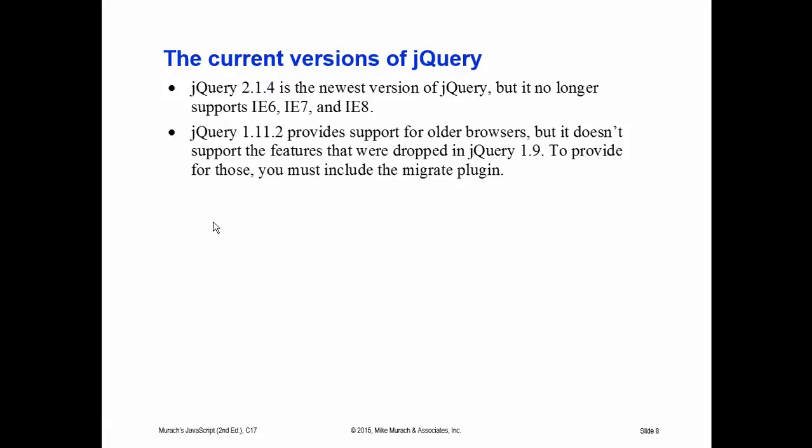All right, so here is where the author talks about the current versions of jQuery, what you want to use, why you might want to use it, etc. So as it says, version 2.1.4 is the newest version of jQuery. Well, that's when this book was written, but it no longer supports IE 6, 7, and 8. 1.11.2 is for older browsers. All right, let's just pretend we didn't even see this stuff, because what we're concerned with now is using jQuery 3.